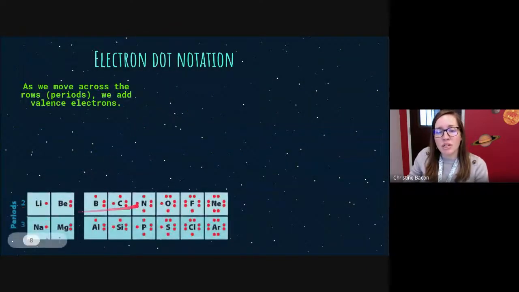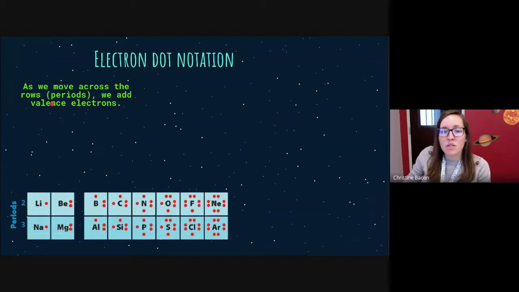Here's an example of electron dot notation. This is actually a bad example. This is a graphic from your book. So electrons actually fill these empty spaces, these energy levels, in a different way than this. Well, I'll explain in a moment. So as we move from left to right on the periodic table, we add valence electrons, okay? So this is showing column 1, group 1, has 1 valence electron. Group 2, each element has 2 valence electrons. Group 3, each of these has 3 valence electrons, okay?